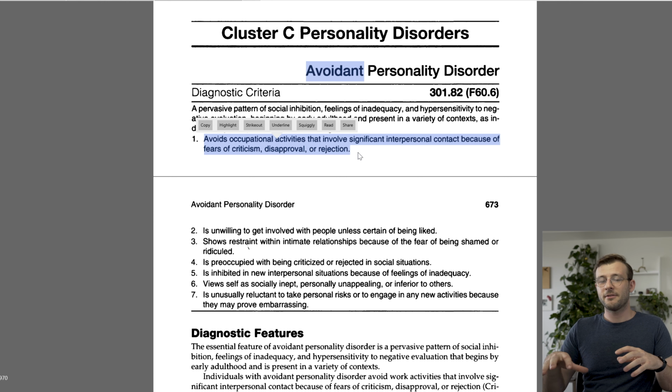And it's really around the fears of being criticized and the disapproval and rejection. And they really might not want to give presentations and that sort of thing. That can get a bit complicated with social anxiety disorder, but we won't go into that right now.